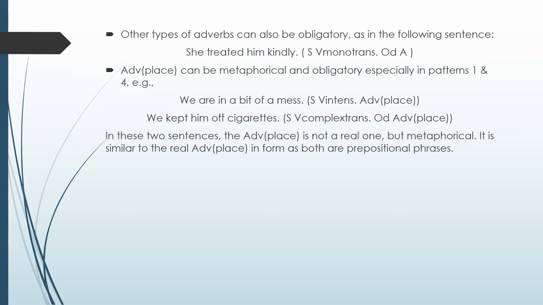If we examine this sentence, she treated him kindly. She is a subject, treated is a verb. Since it is followed by only one object, we are going to call this a monotransitive verb. Him is the direct object, and kindly is an adverb.